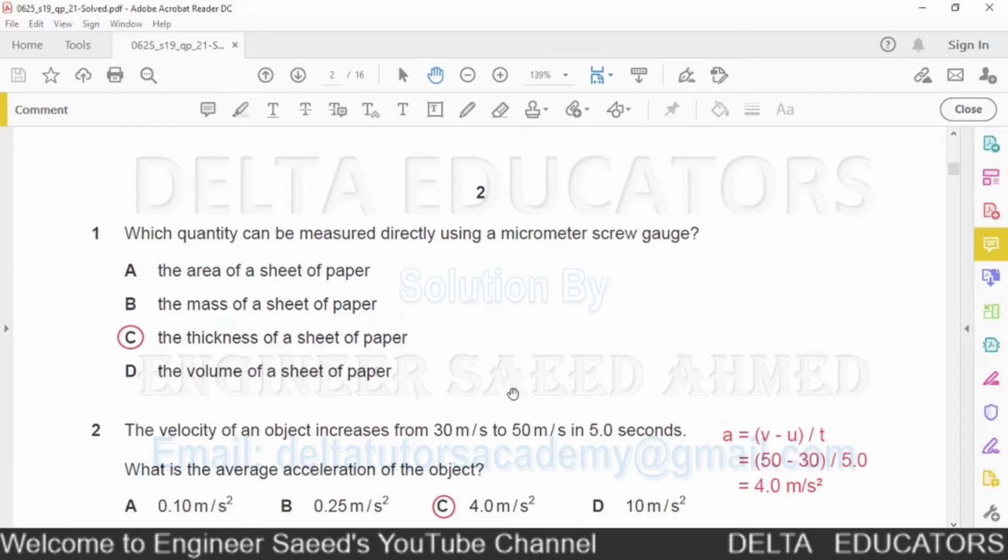Now here final velocity is 50 meter per second and initial velocity is 30 meter per second. So change in velocity will be 50 minus 30. And the time given here is 5 seconds. So by solving this one, we will get the answer 4 meter per second square. Now 4 meter per second square is given in option C. So correct option, option C.